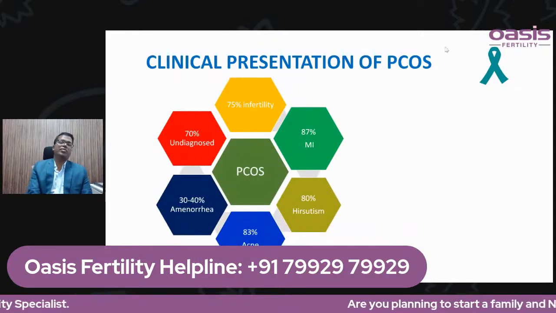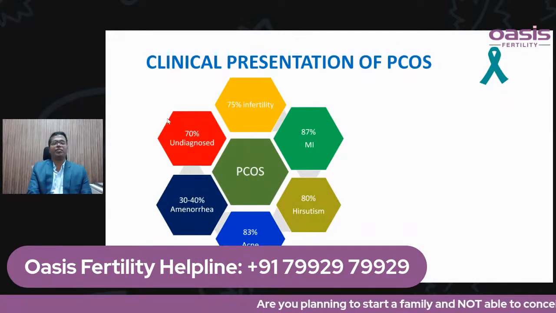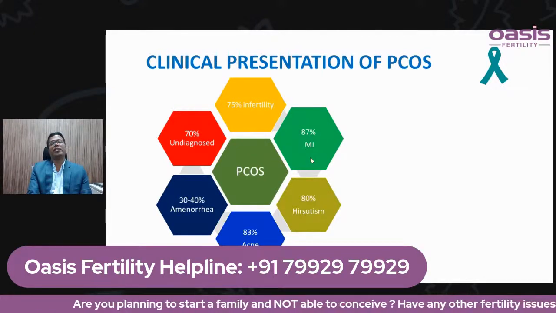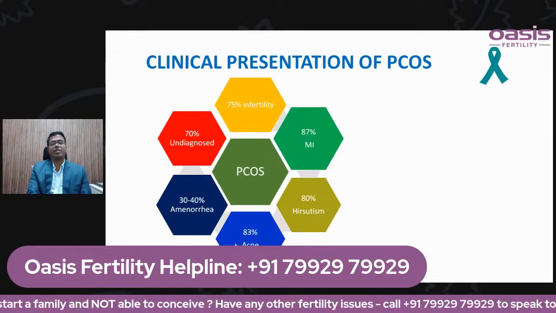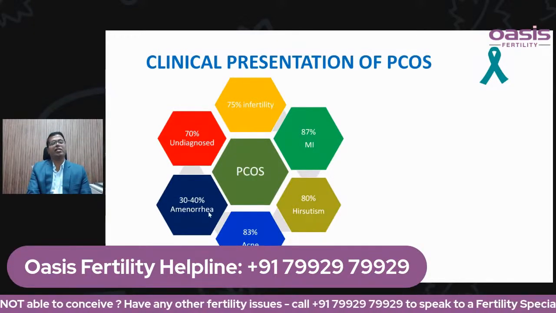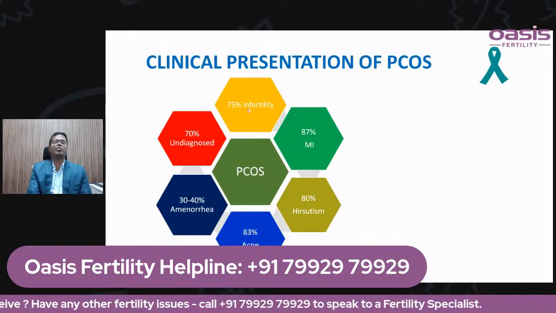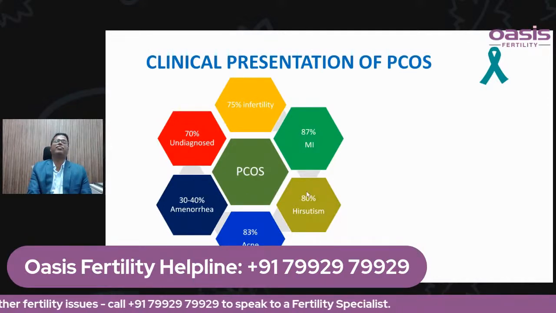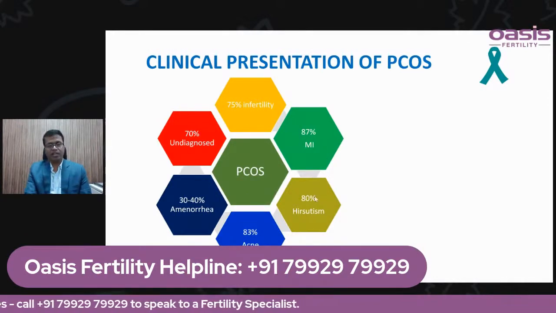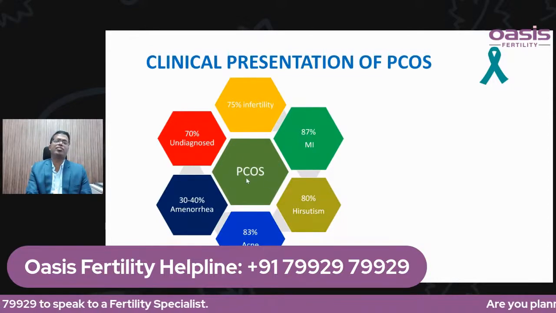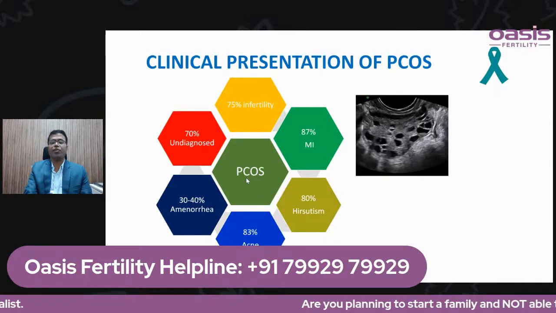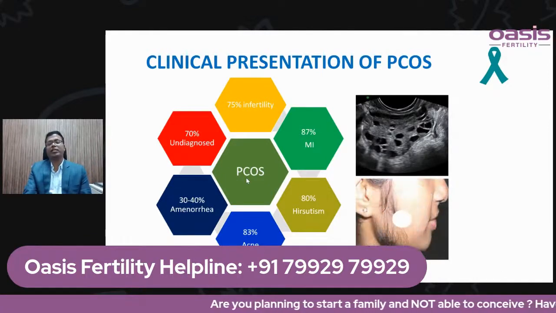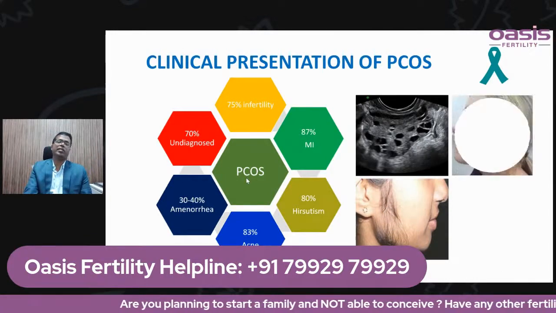So clinically, how do they present? Around 75% present with infertility, 70% are undiagnosed, 87% in later life may develop microbial infection, 80% develop hirsutism, 83% produce acne, and 30 to 40% amenorrhea. So this polycystic ovarian syndrome affects not only the fertility but also her lifestyle, her appearance, and so many things. So also her psychology. So it is something which is very important to know, so that we can reach the doctor and ask for the treatment.